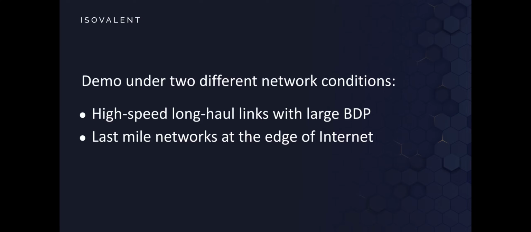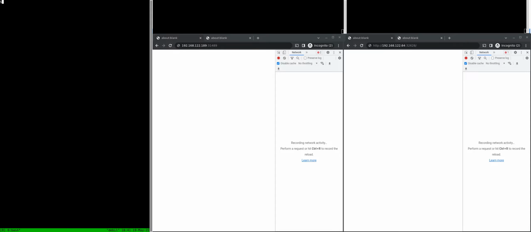The first with 100 millisecond latency only, which means a large bandwidth delay product, and the second with 100 millisecond latency, 5 megabit rate limiting, and 1% random packet drop. I have two Kubernetes clusters set up, one with Cubic, the default congestion control algorithm, which is on the left side, and one with BBR congestion control algorithm enabled, which is on the right side.